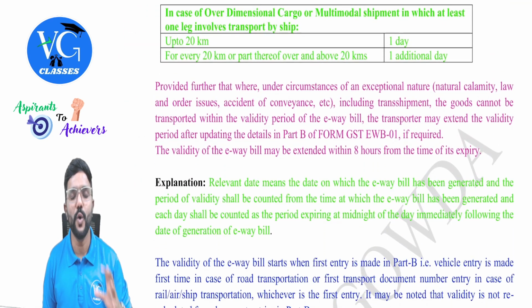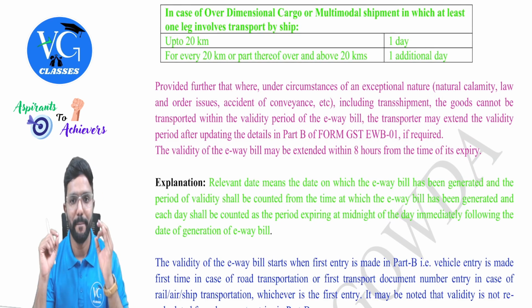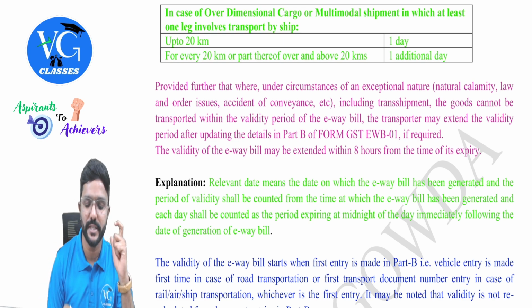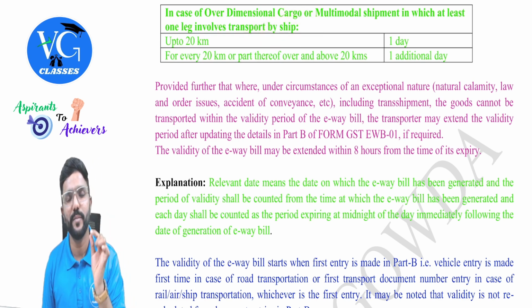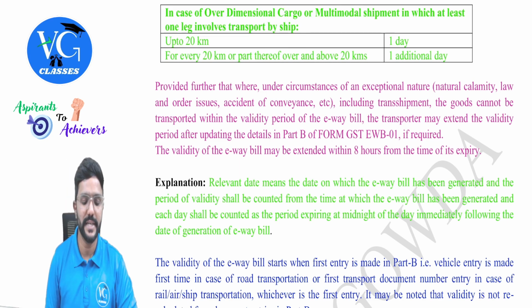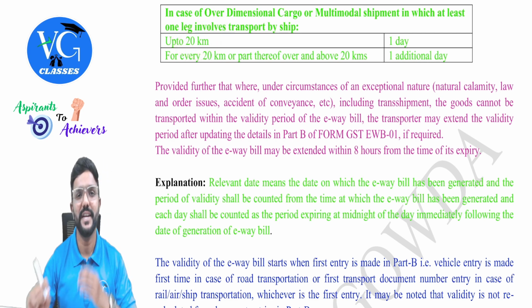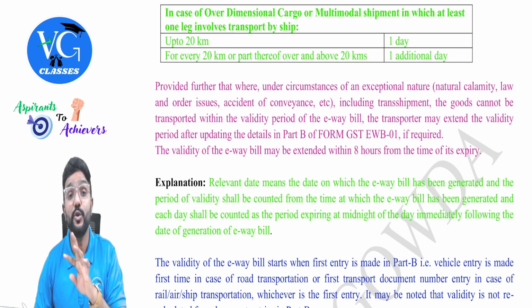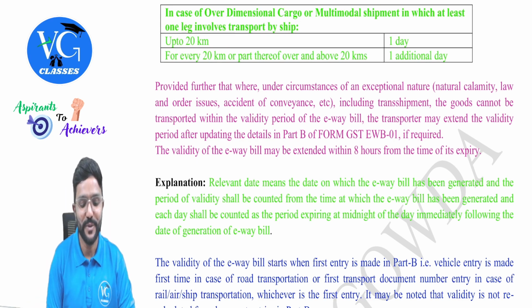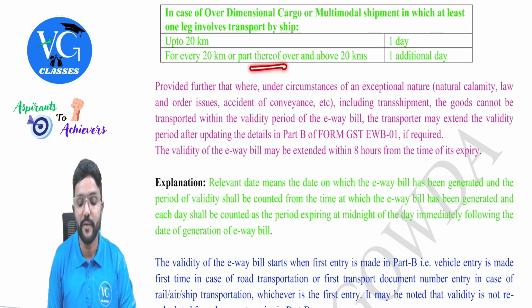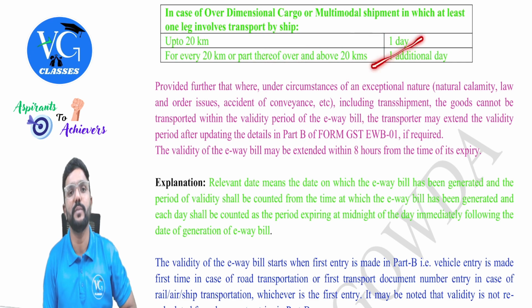Then in case of over-dimensional cargo or multimodal shipment in which at least one leg involves shipment by ship, meaning there is a movement of ship in that transportation, in that case, instead of 200, it is 20. So up to 20 kilometers, it is 1 day. For every 20 kilometers or part thereof over and above 20 kilometers, it is one more additional day.